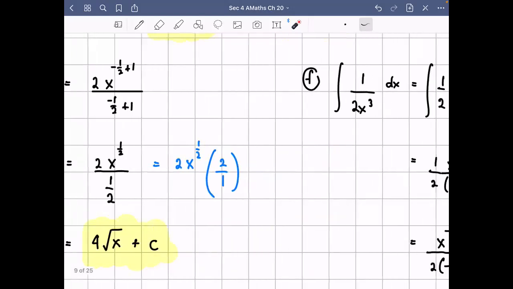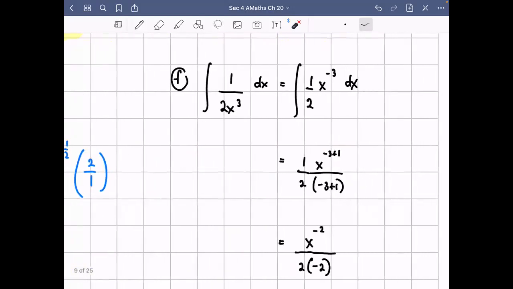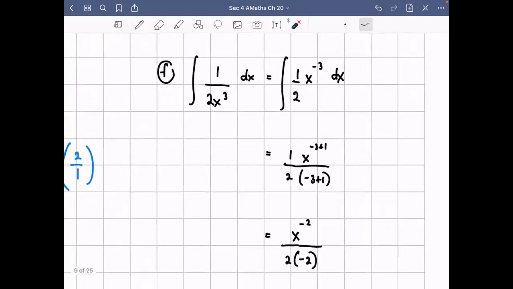All right, now let's have letter F. Justin, Esel, and Rafa, I'm still waiting for your papers. So letter F. We got 1 over 2x cubed. What I did here is to just write 1/2, and then x cubed. It's moved to the numerator, so that's why it becomes x raised to negative 3. So you can set aside 1/2, and then let's integrate x raised to negative 3.